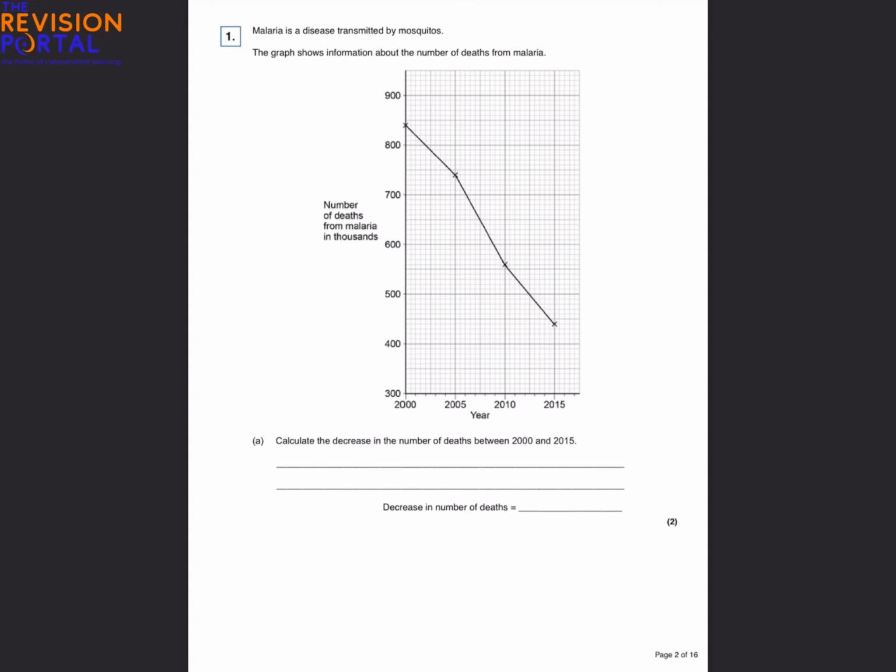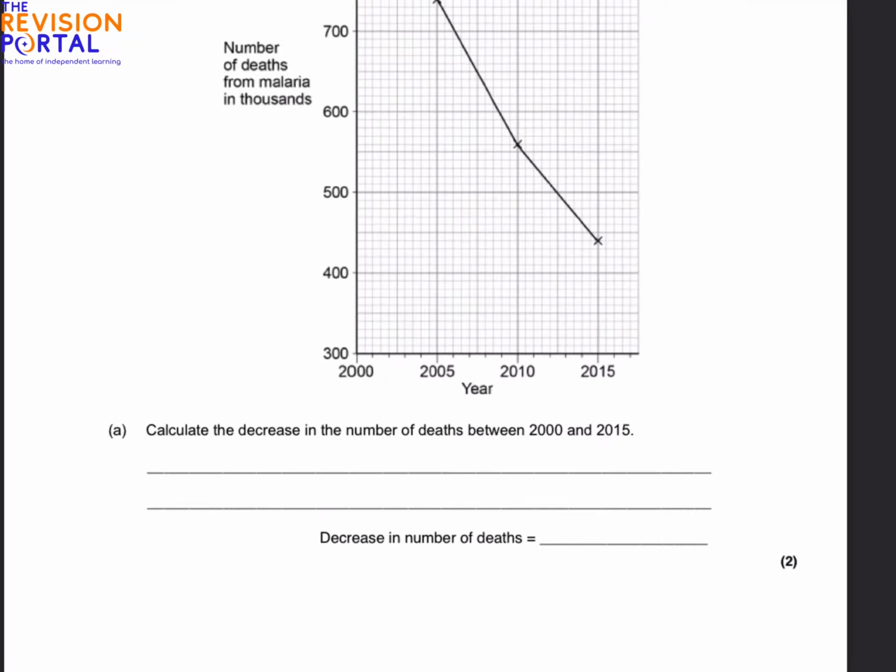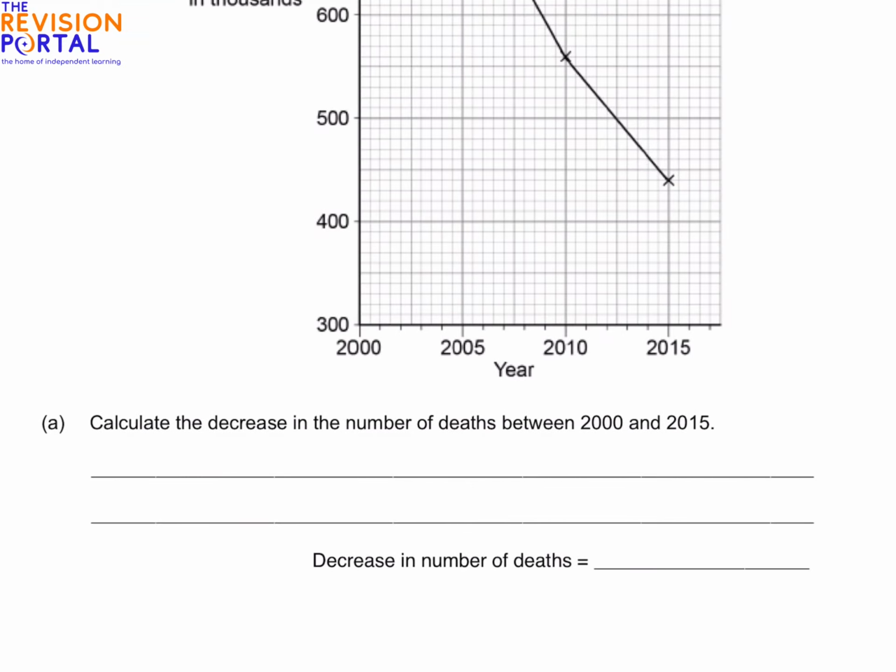So the question says, malaria is a disease transmitted by mosquitoes. The graph shows information about the number of deaths from malaria. So this is the graph, and the question says that we need to calculate the decrease in the number of deaths between 2000 and 2015. So I really like to highlight key information in questions so I don't make silly mistakes. So the key information here is 2000 and 2015.